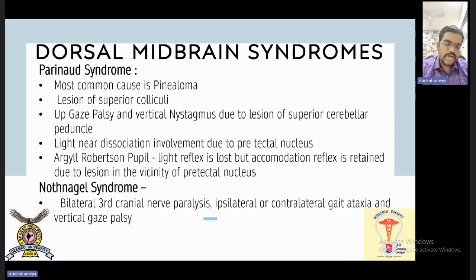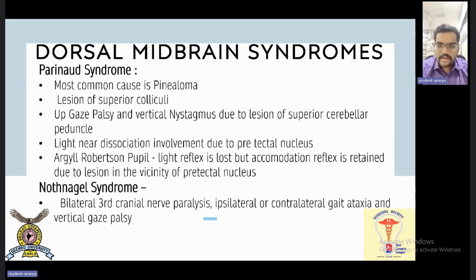Let's go to the dorsal midbrain syndrome, the Parinaud syndrome. The most common cause of Parinaud syndrome is a pinealoma, which is a tumor of the pineal gland. There is lesion of the superior colliculi. There is upgaze palsy, vertical nystagmus, light-near dissociation, and Argyll Robertson pupil. Very important concept in ophthalmology.